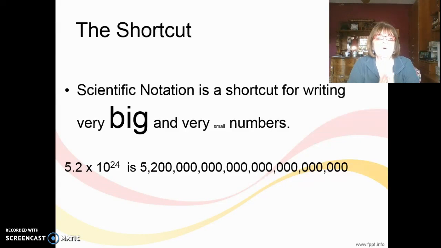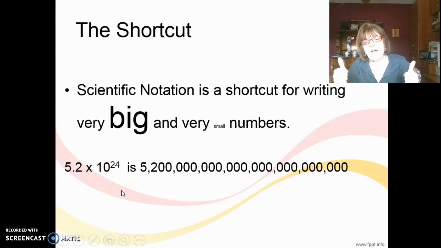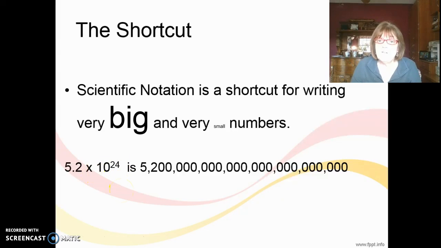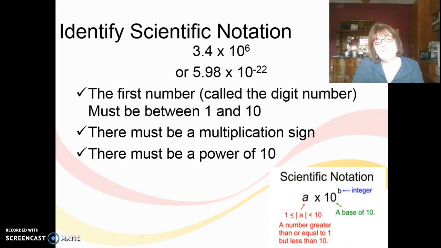So scientific notation is a shortcut for really big numbers and really small numbers. As you can see, this is a really big number. But look over here, 5.2 times 10 to the 24th. I can handle that because we know the exponent rules too. And if we don't remember, next lesson, we're going to review the ones we need. All right? So, really big numbers, really small numbers. But we got to have a few rules.